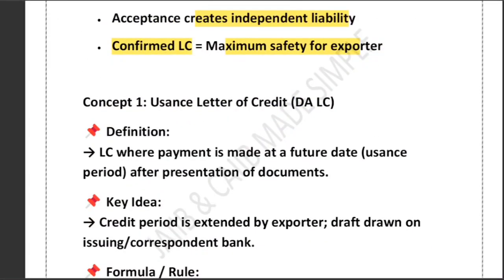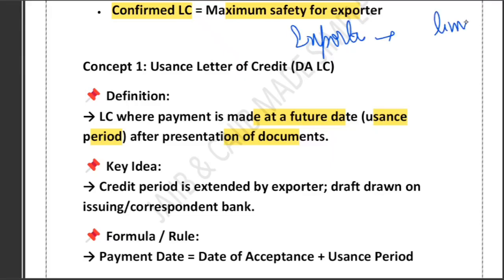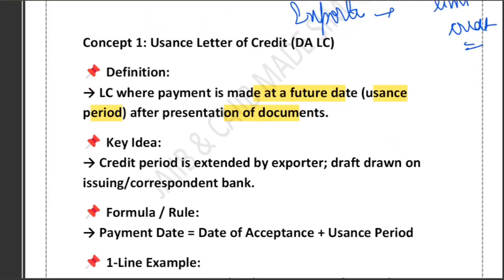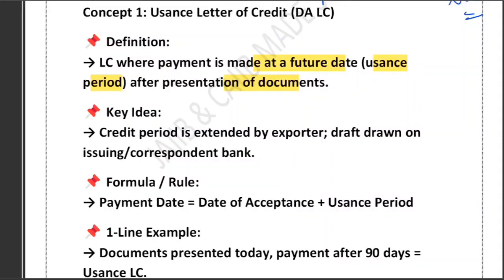Then we have the DALC, also called the usance letter of credit. In a usance LC, payment is not made immediately. Payment is made at a future date, after a fixed period. That's called the usance period, after presentation of the documents. So the exporter gives time credit to the importer. The important point is that the draft is drawn on the issuing bank or correspondent bank, not on the buyer directly. Remember the formula: payment date is equal to date of acceptance plus usance period.